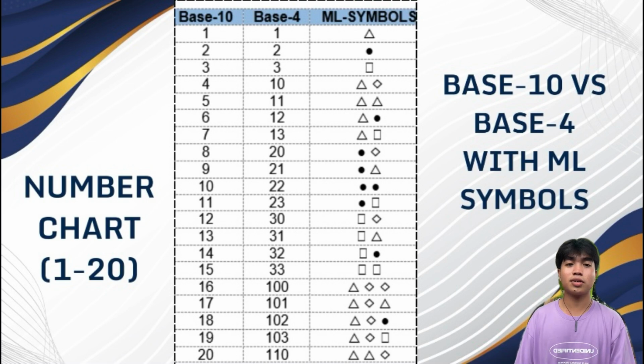And lastly, column 3, ML symbols. This column creatively represents the base 4 digits using shapes. 0 equals diamond, 1 equals triangle, 2 equals circle, and 3 equals rectangle.